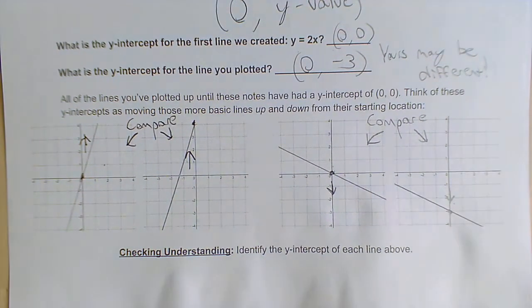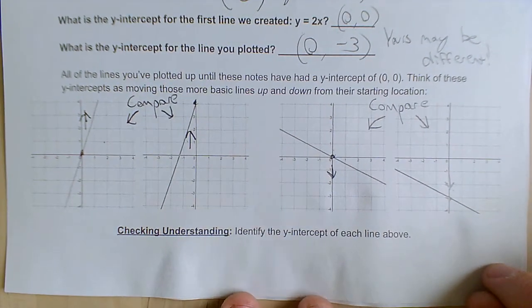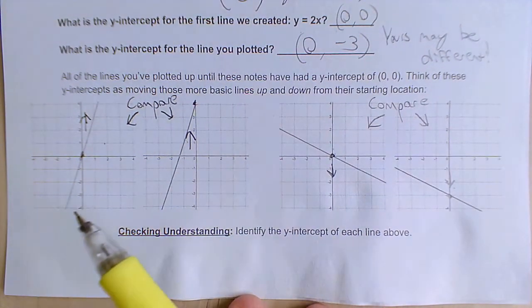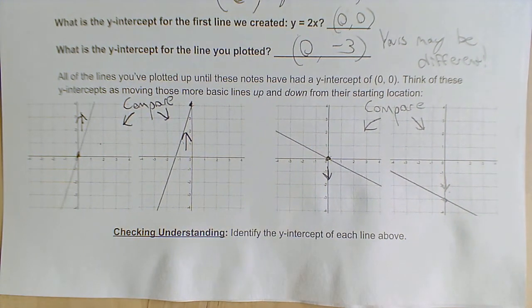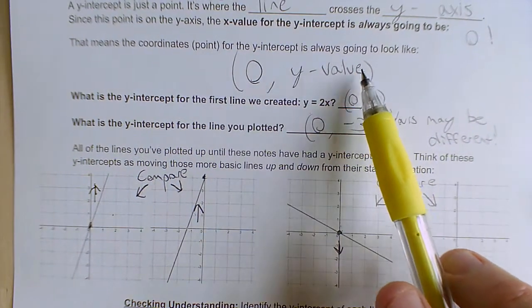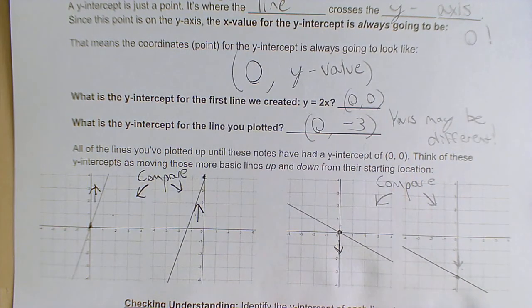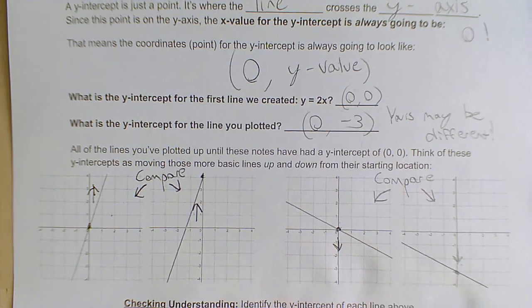We're going to be using this y-intercept in a minute, but I want to make sure you can identify them for the lines above. So for all 4 of these, your checking understanding is to list the y-intercept as a point, like we did here, here, and here. Give it a shot, and when you're done, we can flip to the back.